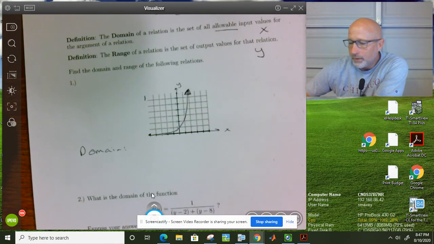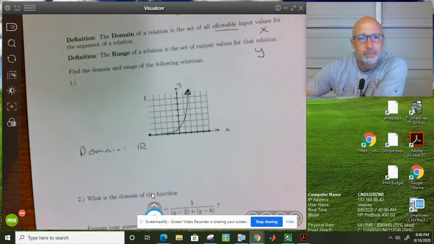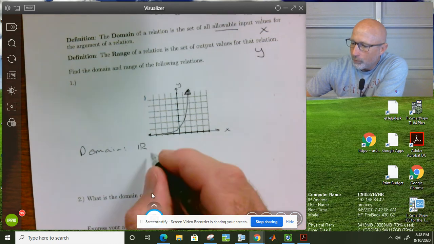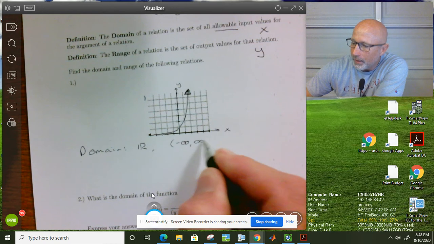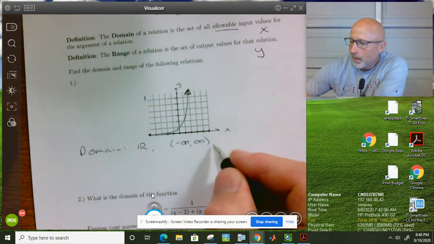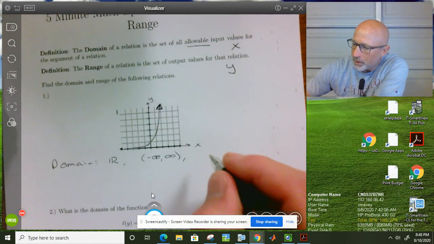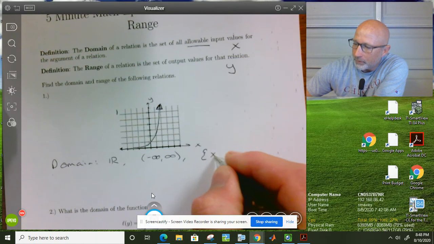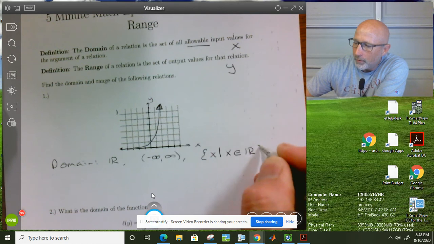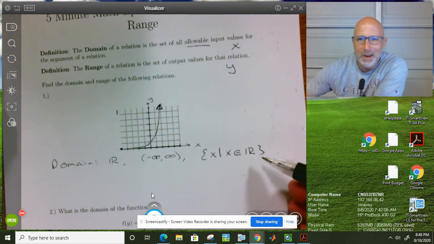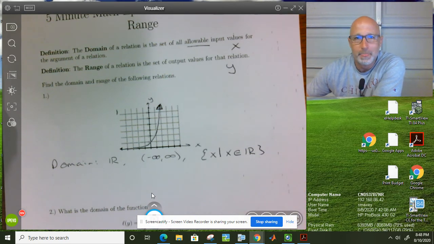Okay, so how do you write this? I'm going to write it several different ways. The easy way to write this is all reals, like that. It's just the real numbers. That's one way you could write it. You could also write it as negative infinity to infinity. Those are probably the two most common ways. The fancy way of writing it in set notation is the set of x's such that x is an element of all real numbers. Like I said, that's kind of the fancy, pretentious way of writing it if you want to show off. Who wants to show off in math? But that's how you'd write it.